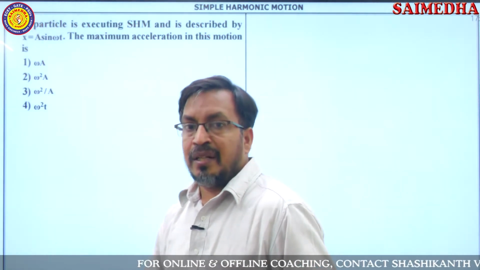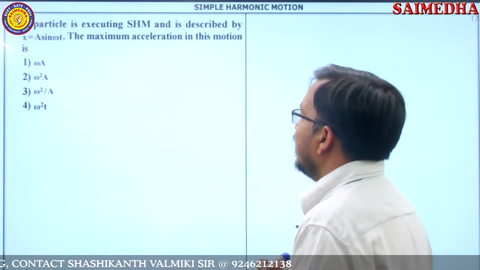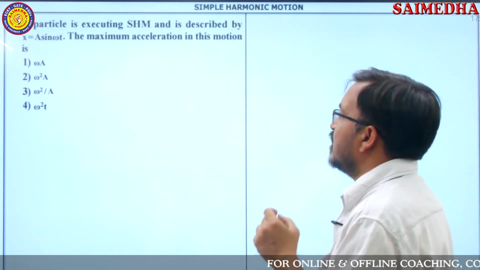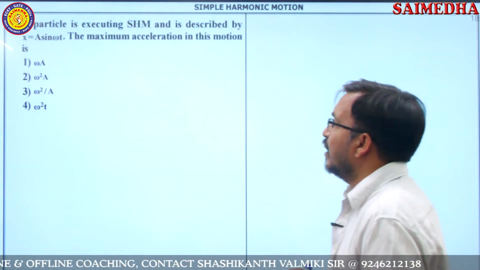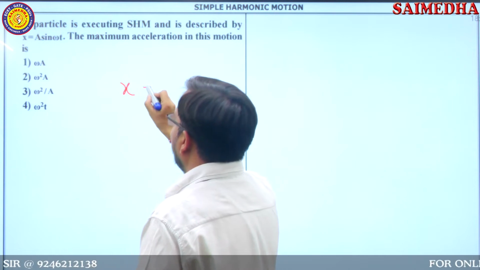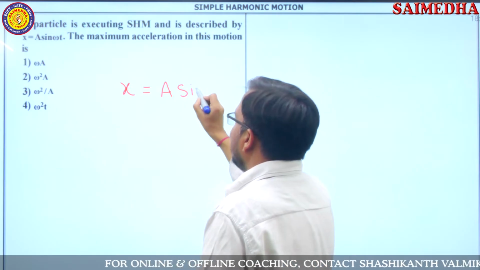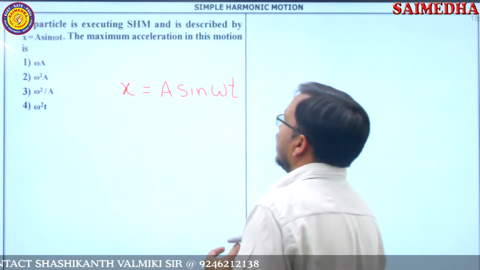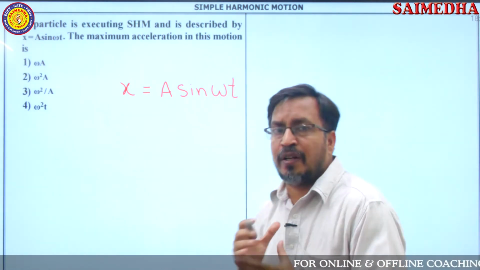See students, now we are discussing the first question. A particle is executing simple harmonic motion and it is described by x equals a sin omega t. Here the equation is given as x equals a sin omega t. This is the displacement equation. Now it is asking what is the maximum acceleration?